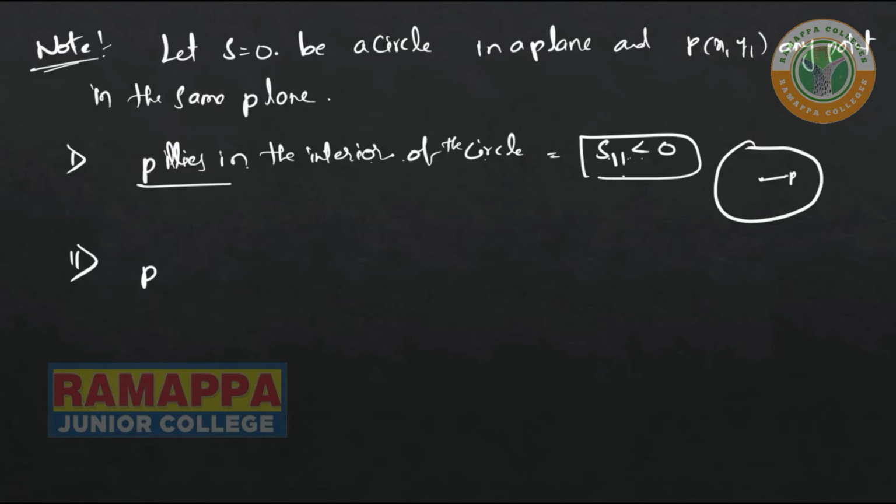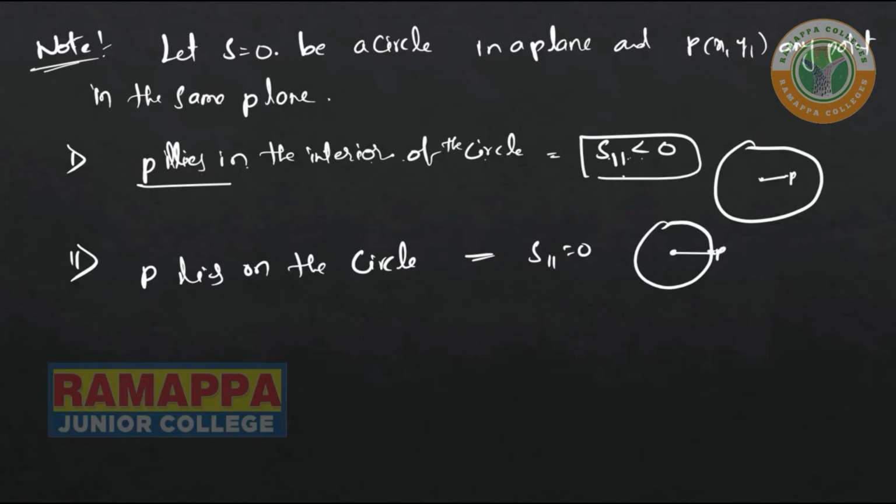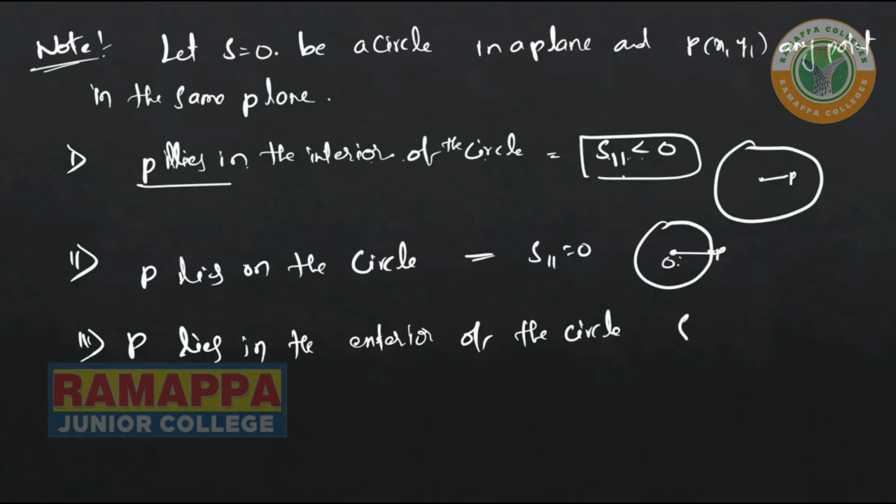Second, P lies on the circle where S11 is equal to 0, meaning the point is on the circle. Third, P lies in the exterior of the circle where S11 is greater than 0, meaning outside of the circle, like this. So these are the basic important points we have to learn. Now let us move to the exercise 1(b).